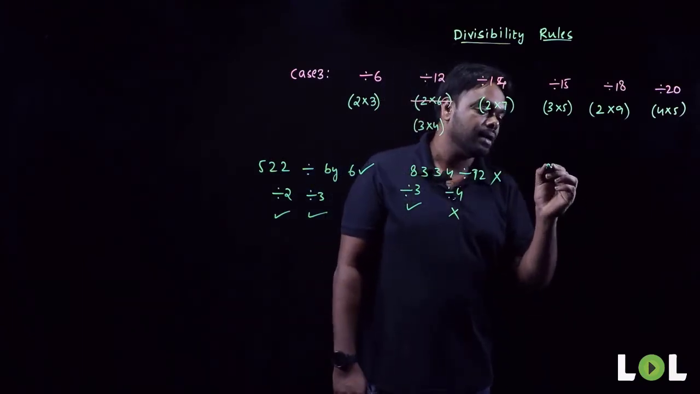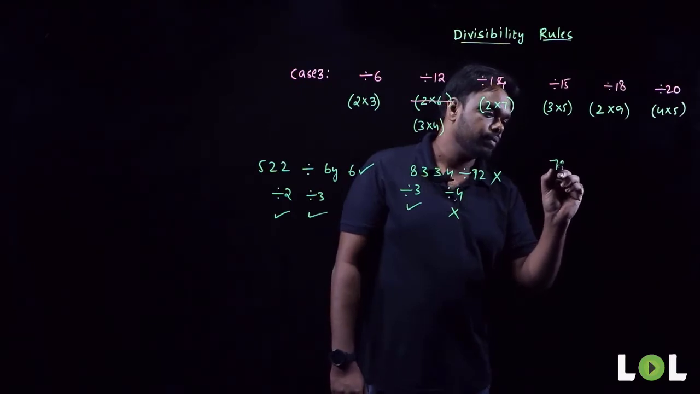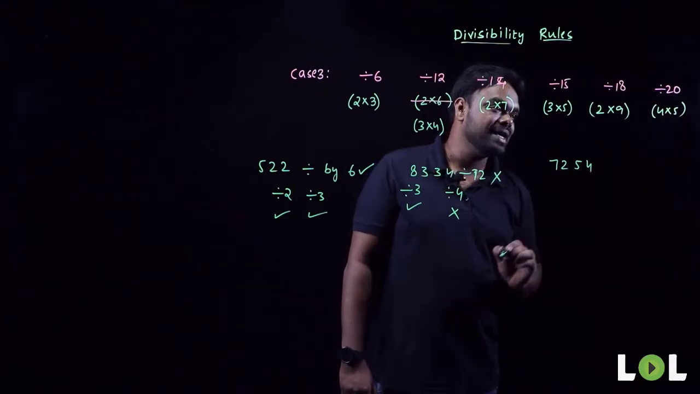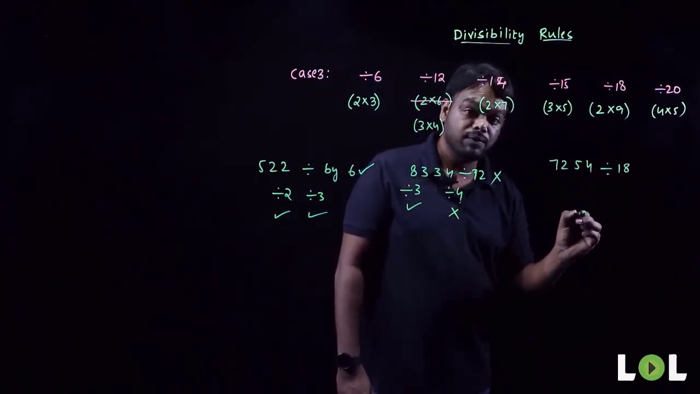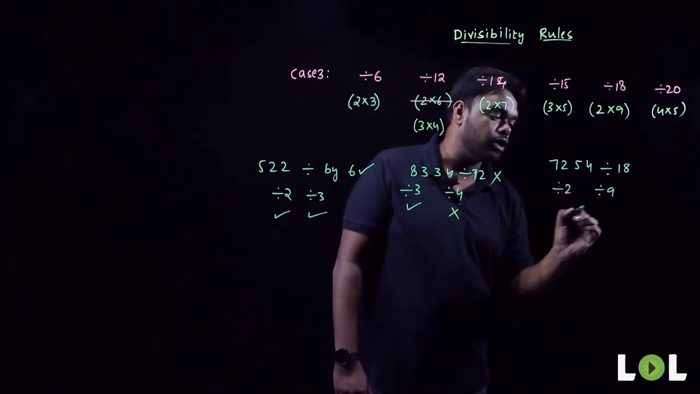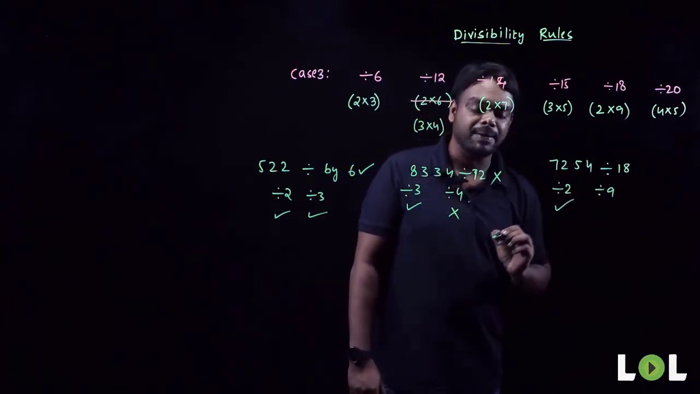If I take a number like, let's say, 7254. Is it divisible by 18 or not? What do we do? We have to check whether it is divisible by 2 and 9 or not, right? Now, is it divisible by 2? Yes, of course, because it is an even number.